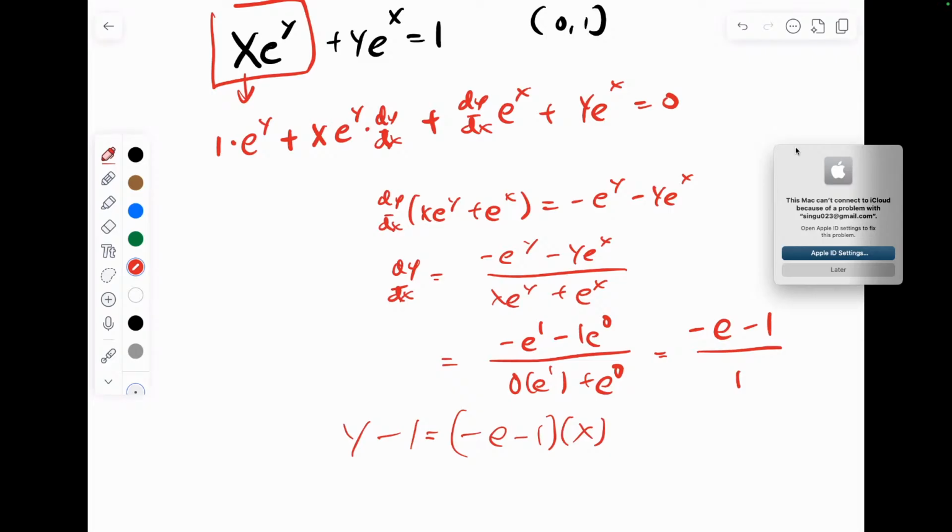Yes? Would you mark points off if I put x minus 0? I cannot hear you. Would you mark points off if I put x minus 0? Because like the x would be. Yeah, x minus 0 is fine.